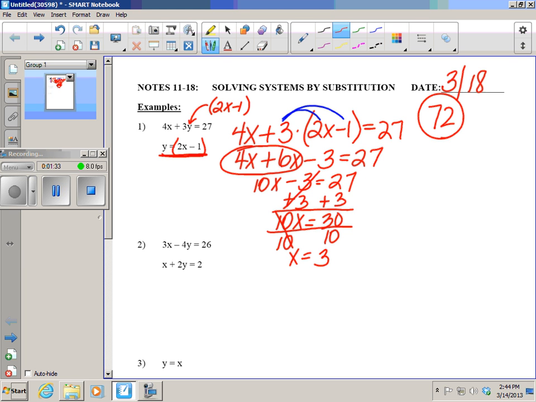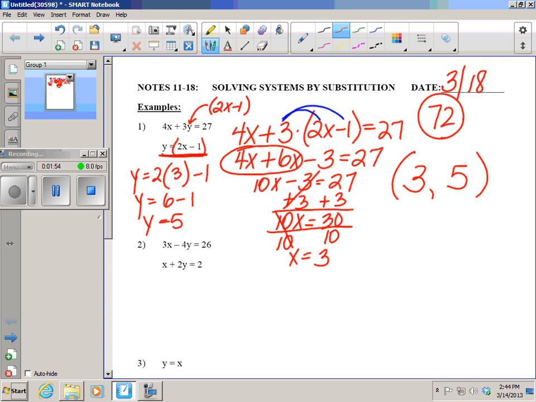But now I need a value for y, because in the end I am looking to have an ordered pair where these two linear equations cross at one single point. So y is equal to 2 times (x plus 3) minus 1. So we have y equal to 6 minus 1, which is 5. So the ordered pair that I am looking for is (3, 5).